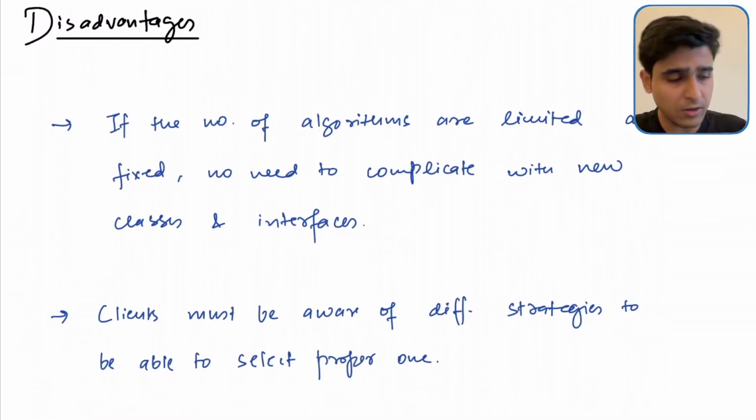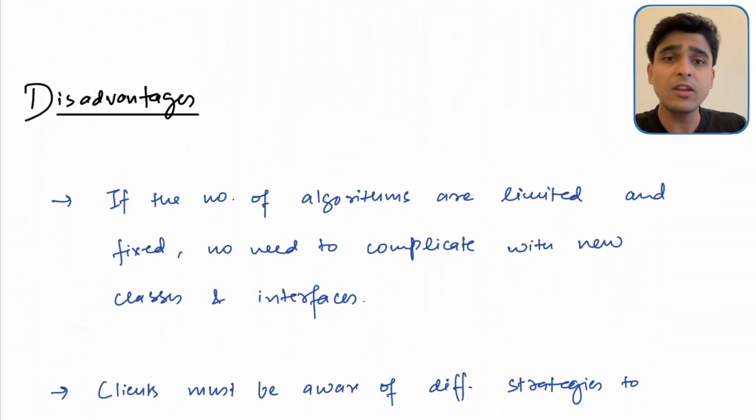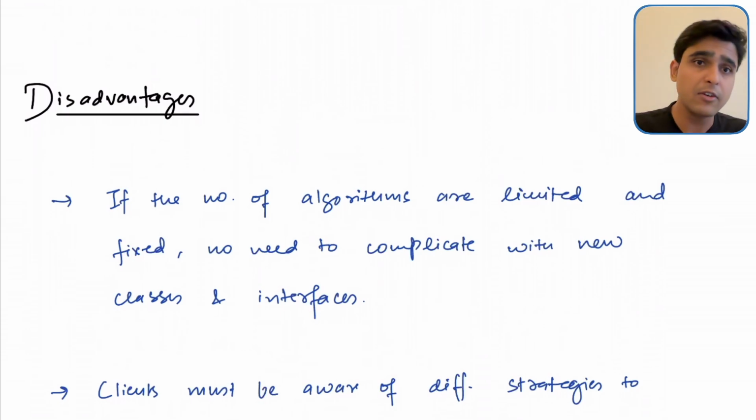There are a couple of disadvantages. First is, if the number of algorithms is limited and fixed, let's say you don't want to add or remove algorithms over time, then there is no need for the strategy pattern. There is no need to introduce these additional classes and interfaces. You can have a single class which contains the entire logic, right? All of these patterns come into the picture when you start scaling.